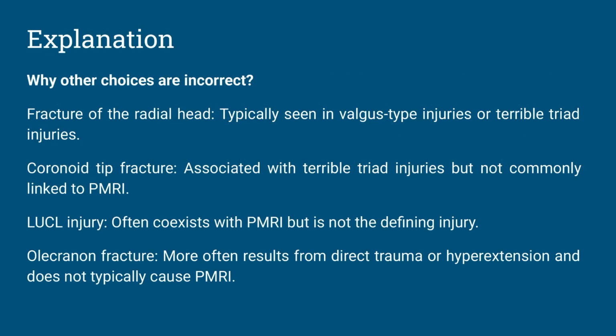Why other choices are incorrect? Fracture of the radial head, typically seen in valgus-type injuries or terrible triad injuries. Coronoid tip fracture, associated with terrible triad injuries but not commonly linked to PMRI. LUCL injury, often coexists with PMRI but is not the defining injury. Olecranon fracture, more often results from direct trauma or hyperextension and does not typically cause PMRI.